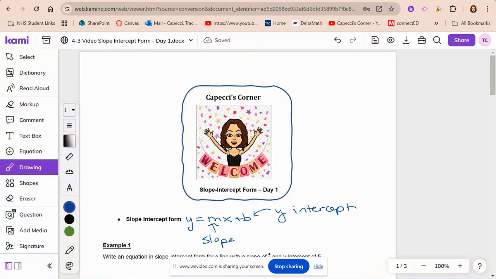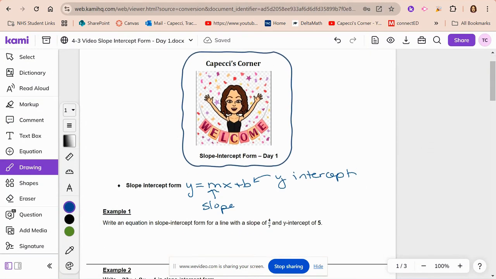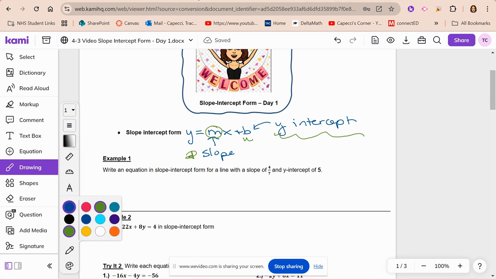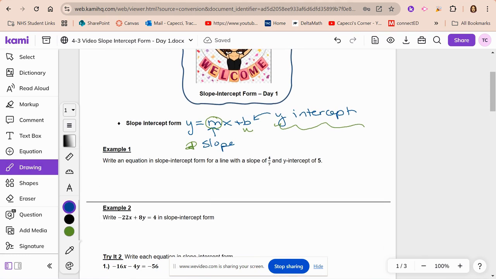Corner, we're going to spend our first day on slope-intercept form. So our slope-intercept form is y equals mx plus b, where the slope is the m value and the b is my y-intercept value, where it touches the y-axis. All right, so starting off basic, write an equation in slope-intercept form for a line that has a slope of 4/7 and the y-intercept of 5.